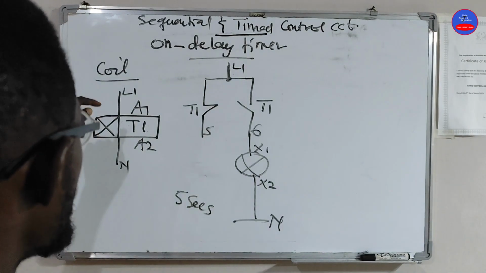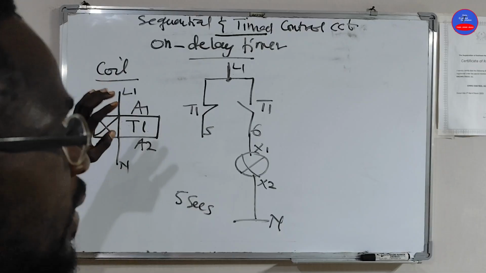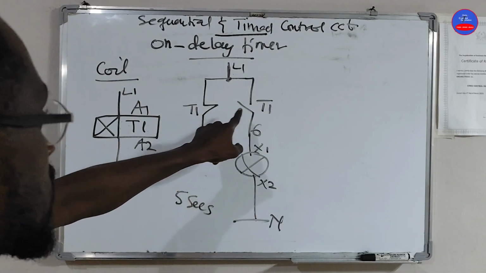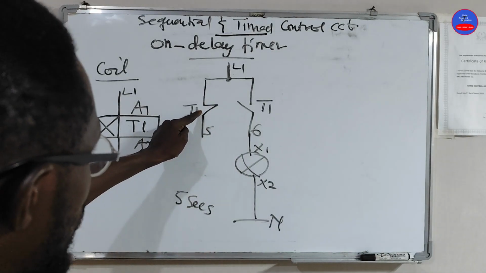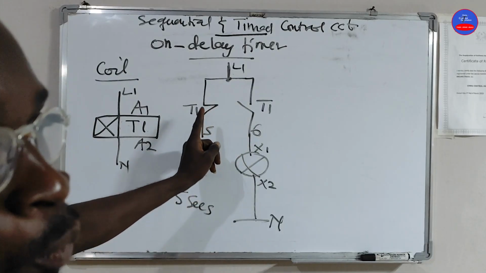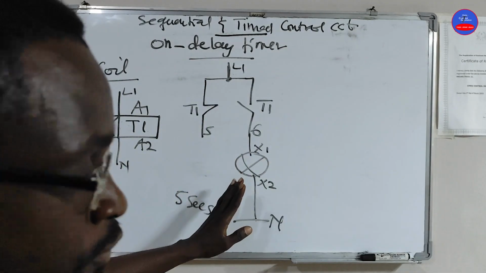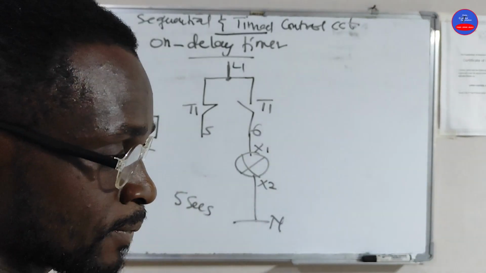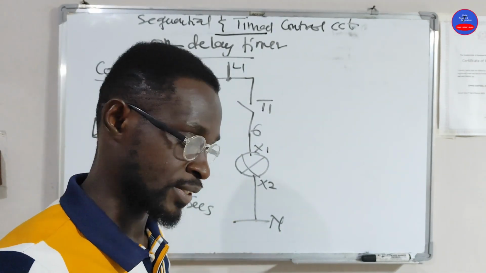Now, the moment we take the power away from the timer, or the moment we de-energize the timer, instantly this contact will come back to its normal state. It means that this contact will come back to its closed state, and then this contact will also come back to its open state. The moment this contact opens, the bulb is going to go off. So that's how the on-delay timer operates.